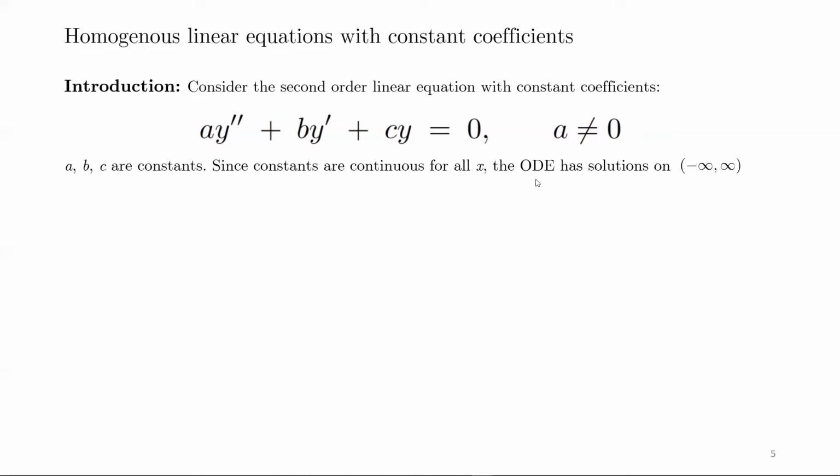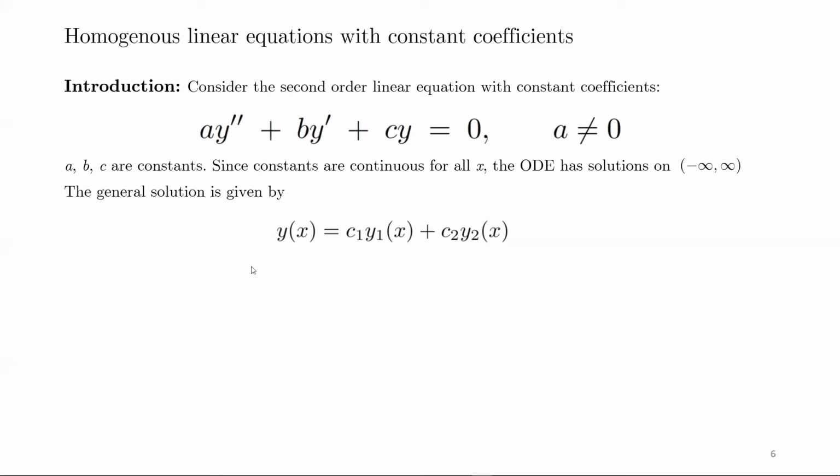Then by the existence and uniqueness theorem, this ODE has solutions for the whole real line, so all values of x. The general solution of this homogeneous second order linear ODE is given by the superposition of the 2 fundamental solutions, y1 and y2, where c1 and c2 are just some constants.